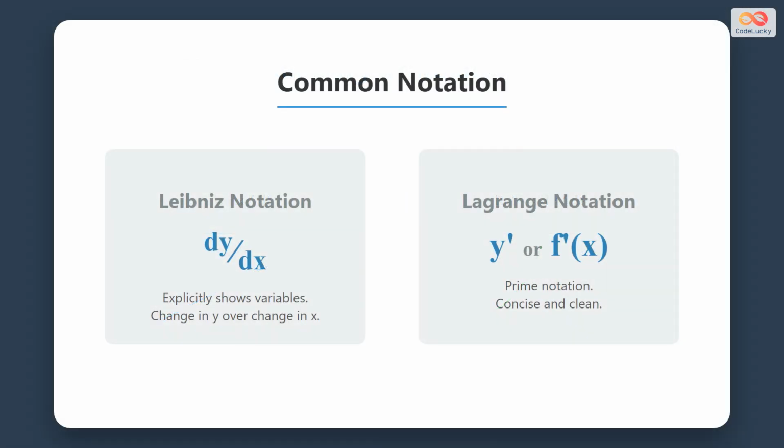You will see two common ways to write this. Leibniz notation uses dy/dx, which explicitly shows the variables involved. Lagrange notation uses a prime symbol, like y prime or f prime of x, which is often cleaner to write.